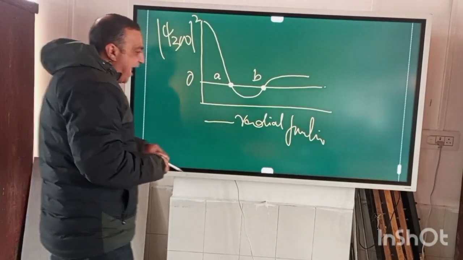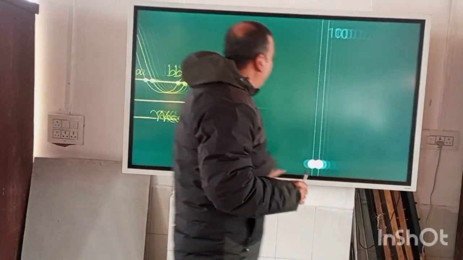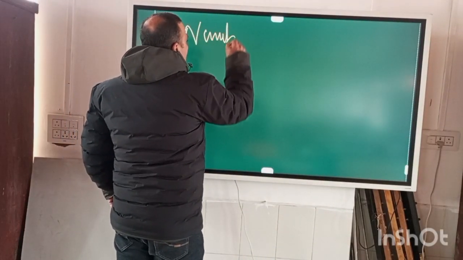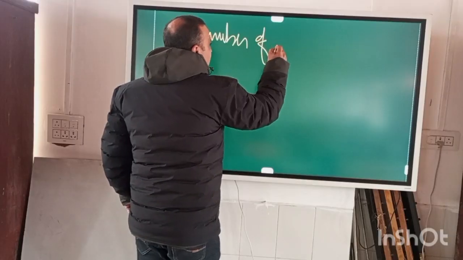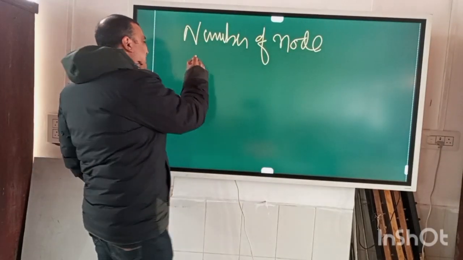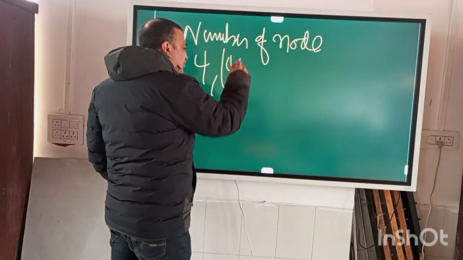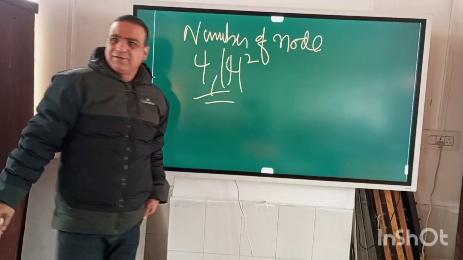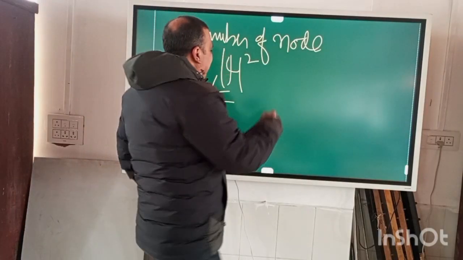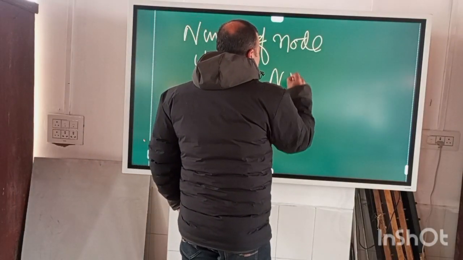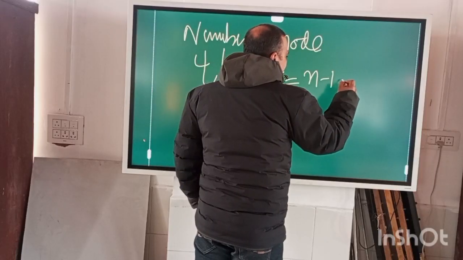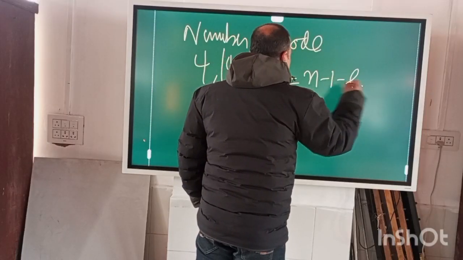And if I have to summarize this part, say for example, the number of nodes. What is a node now? A node is a point where psi is 0, while psi star is 0. Both the things are 0, right? And we can calculate the number of these nodes as, for s, n minus 1 minus l.